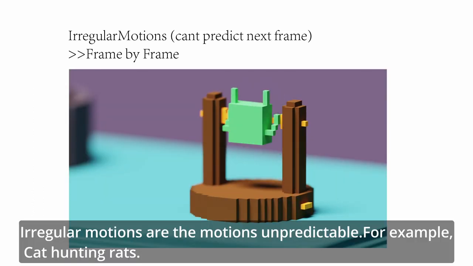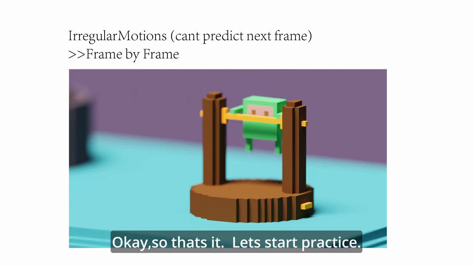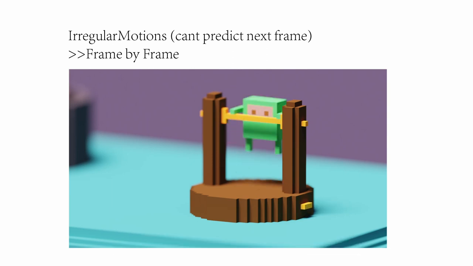Irregular motions are motions that are unpredictable, for example, a cat hunting rats. It is usually created by frame animation. Okay, so that's it. Let's start practice.